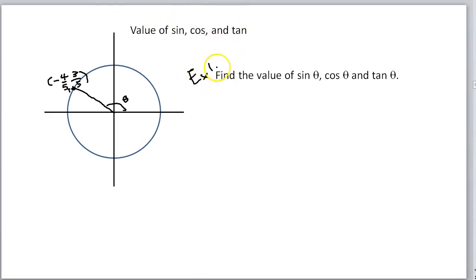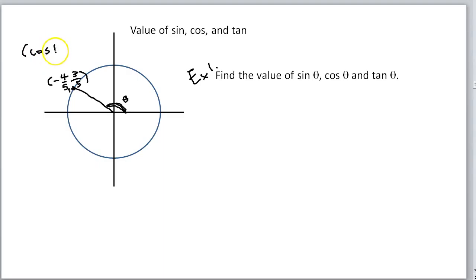Example 1 is find the value of sine theta, cosine theta, and tangent theta when you're given this angle theta. Now, I don't know the exact value of theta, but let's say all we know is that if you draw this angle theta on the unit circle, the ray it creates meets the unit circle at the coordinate -4/5, 3/5.